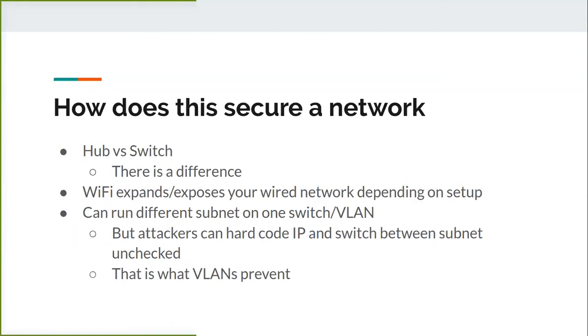As I was trying to mention before, when you have Wi-Fi and an access point, you're essentially exposing your wired network to the air, depending on your setup. So keep that in mind. Especially if you have a hub and an access point, you're really just broadcasting all your traffic all over the planet at that point.